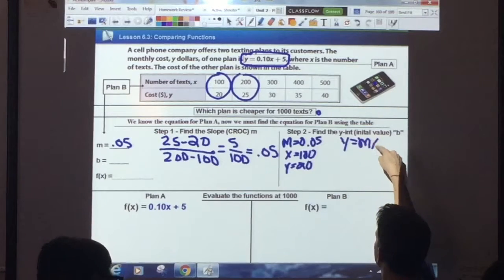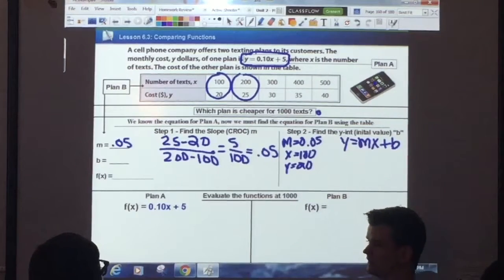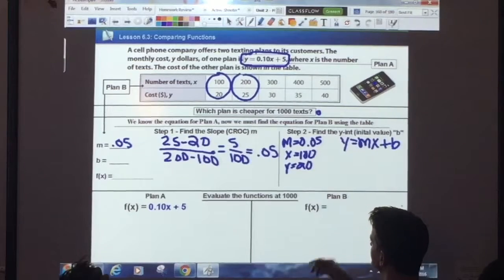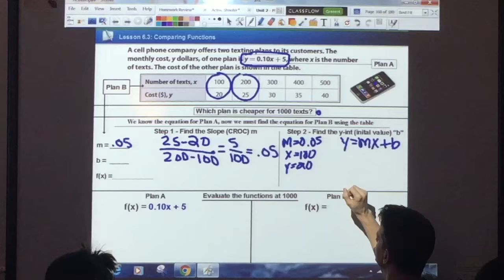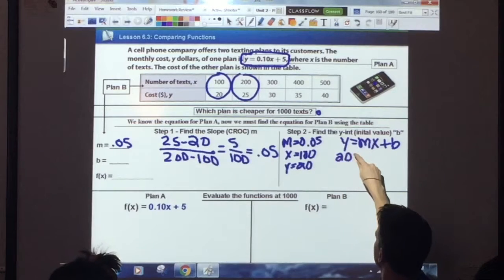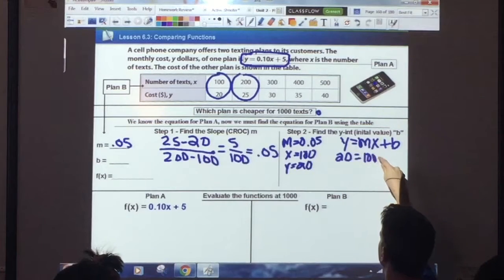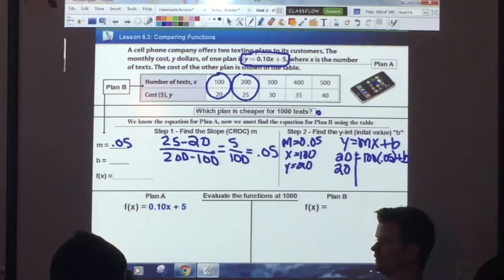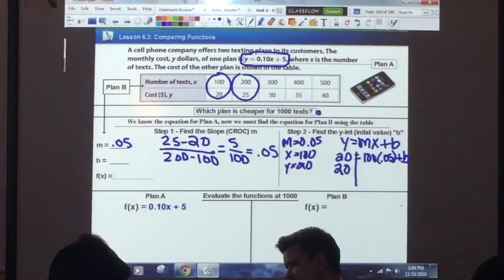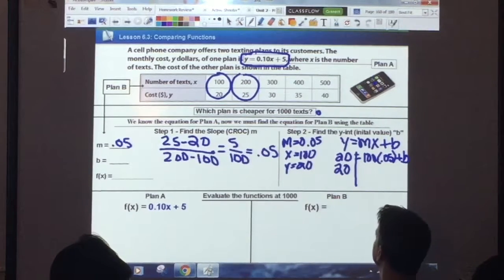y equals mx plus b. And then what's your y value? No, that's my m value, that's my slope. What's my y? 20. So 20 is equal to 100 times 0.05 plus b. I perform the multiplication. You know what that multiplication is? What it becomes? 100 times 0.05.